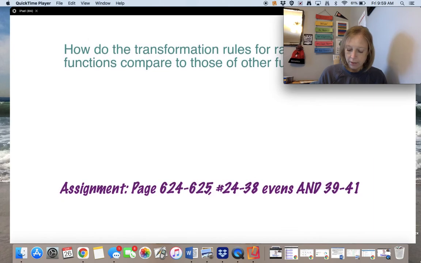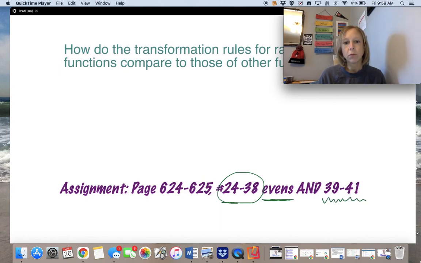Here's your assignment. Notice I had you skip a few in the middle, so don't miss that. Do the 24 through 38 evens, okay? So you just do evens there, but I want you to do 39, 40, and 41, all right?